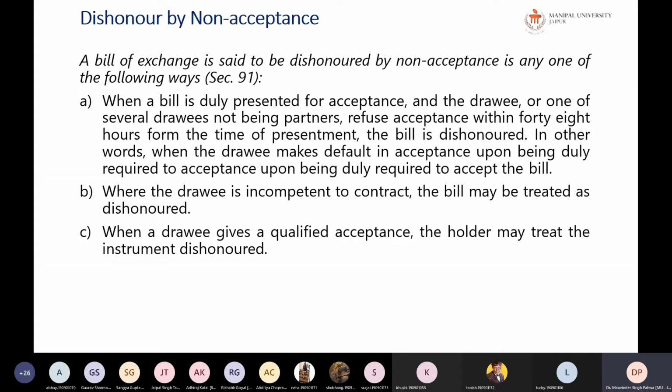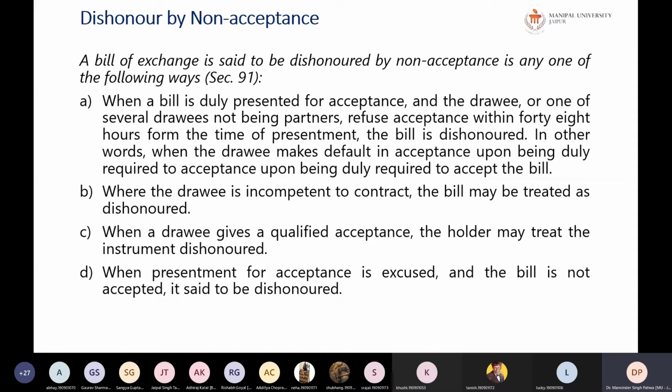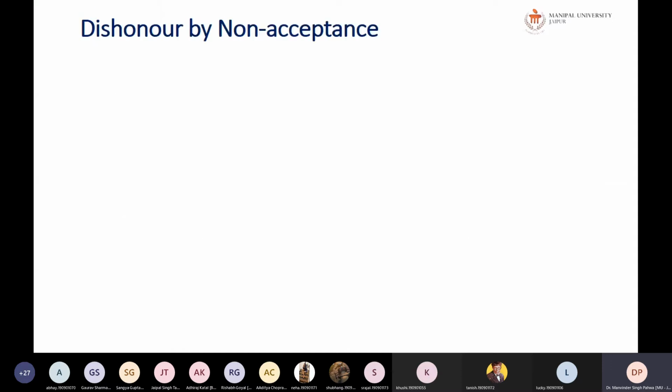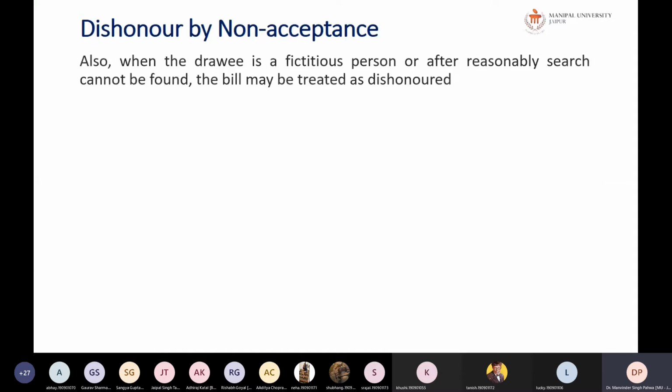And when a drawee gives a qualified acceptance, he is actually giving some conditional acceptance, this is not accepted, it is also said to be dishonored. Okay. Further, also when the drawee is a fictitious person or after reasonable search he has not been found, the bill may be treated as a dishonored one.